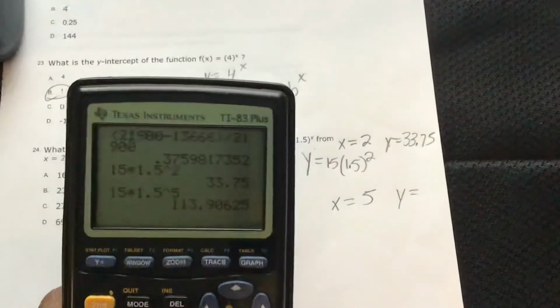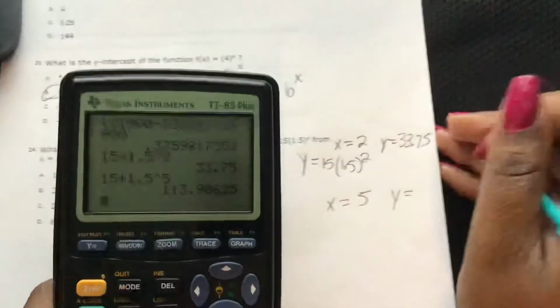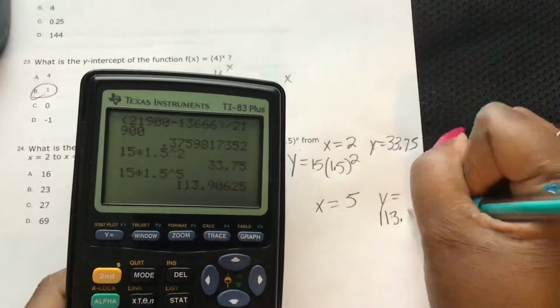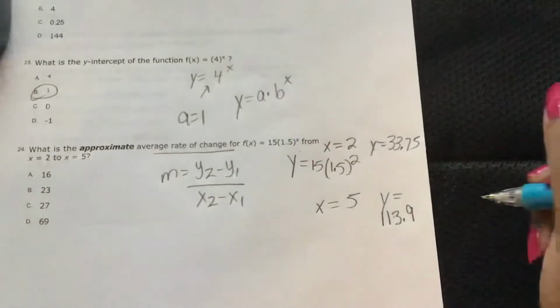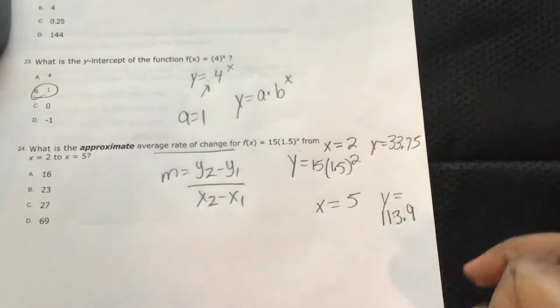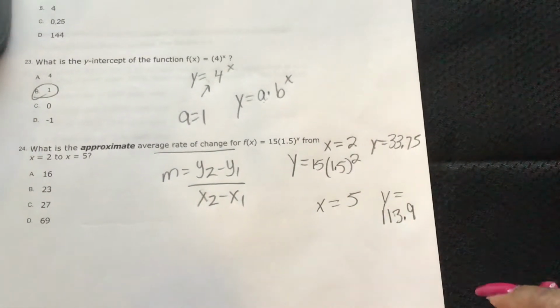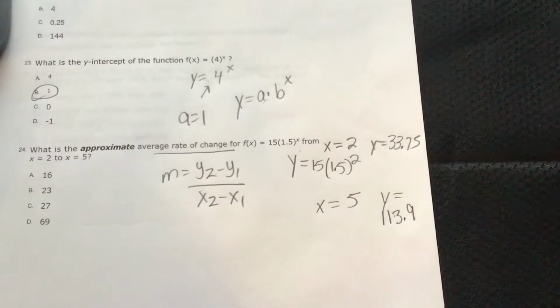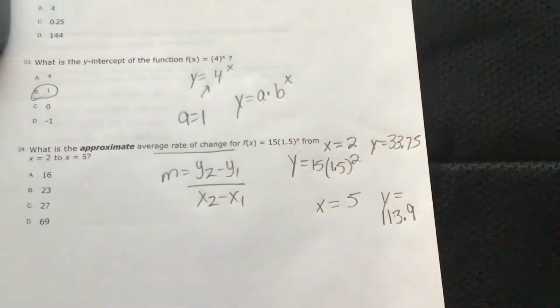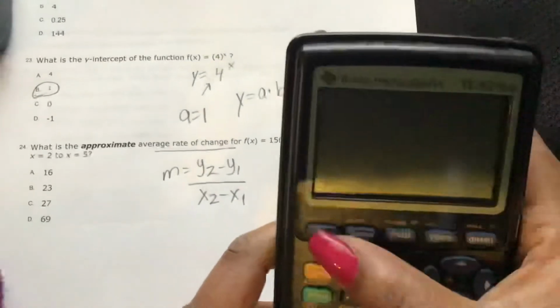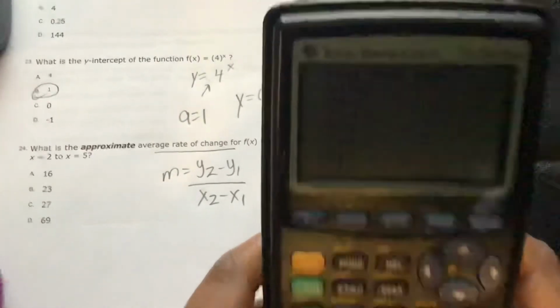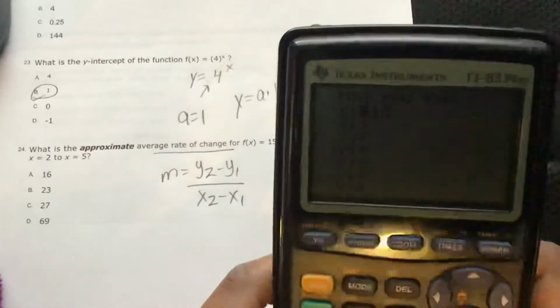Sorry, y'all. And so my y value is going to be 113.90 or whatever. All right, so we have to figure out what the rate of change is from both of these. And I could have actually done this. I could have typed it in, y equals, and it probably would have been faster, who knows.